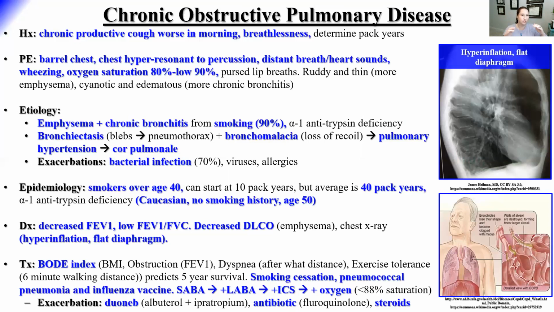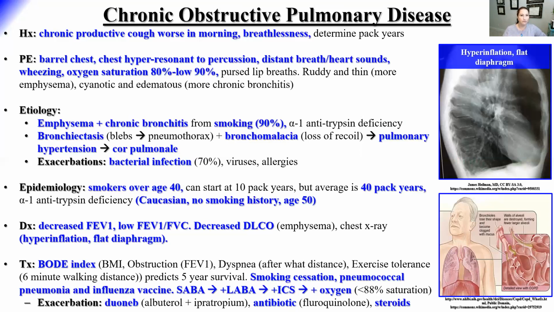So it's just kind of a risk stratification. Smoking cessation is important to prevent the progression of COPD. That can be very difficult with these patients because a lot of times it's a 40+ pack year history. Pneumococcal and influenza vaccines are recommended for these patients.